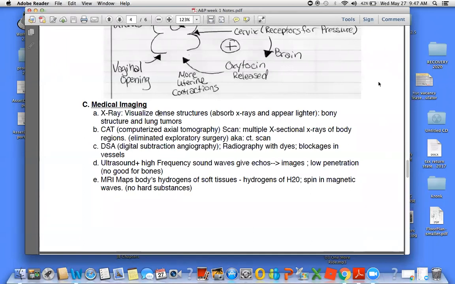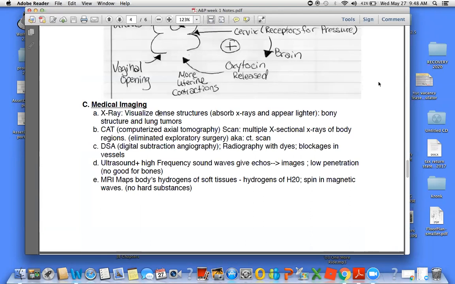So CAT scans, known as CT scans, computerized axial tomography scans, use multiple X-ray sections, boom, boom, boom, boom, boom, hundreds to thousands of them to image a particular area. All right, so if you want a CT scan, that's going to be your best. You can put a thumbs up next to it. That's your best image. It eliminated exploratory surgery. You have a spot that you want to see really closely, you can visualize it best through a CT scan or CAT scan. The words are used interchangeably, CT and CAT scan.